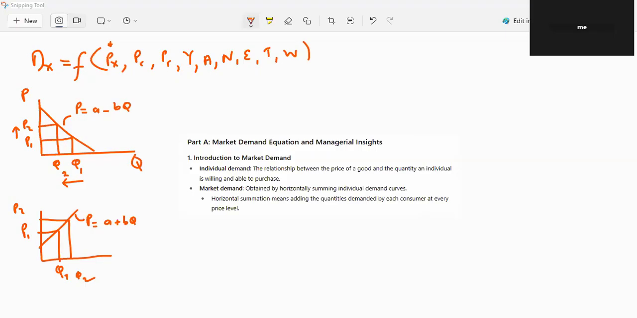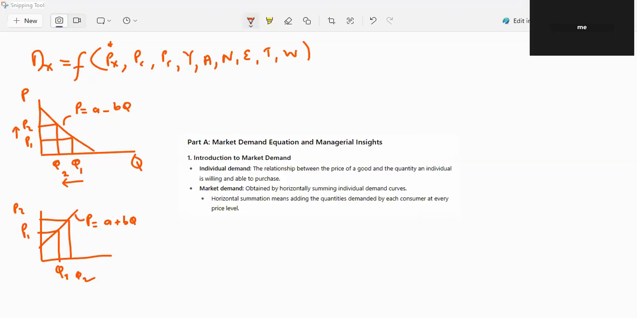Other factors that affect demand are expectations of future prices. If you know that the price of fuel will go up at midnight, people will demand more of it. Then the population size, which is N. If you have a larger population of younger people, they'll buy certain goods. And weather.